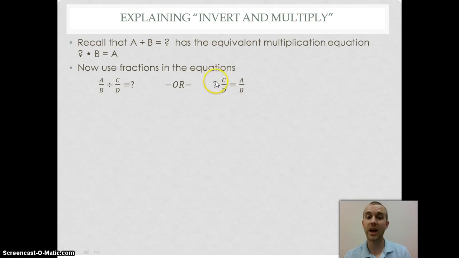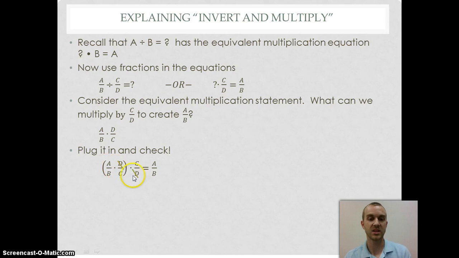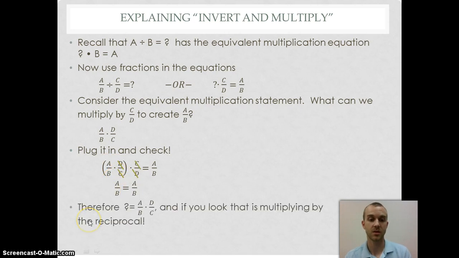So I've got to think about, what would I have to multiply my divisor by to make this whole side become A over B? And that's the question that will make this work out. So if I look at that, I would have to multiply it so that I cancel the C and the D and still have the A and B. So A/B times D/C. And if I look, my D's would cancel, my C's would cancel, I'd be left with A/B equals A/B. So that's how I know that multiplying by the inverse will be the same as saying the division of the two fractions.